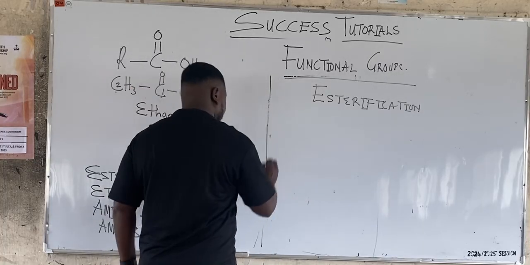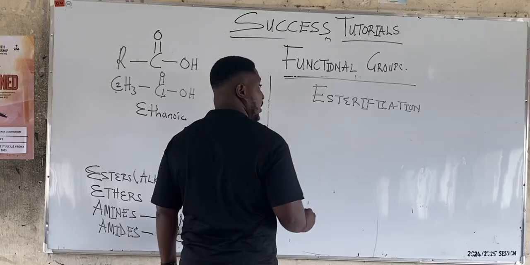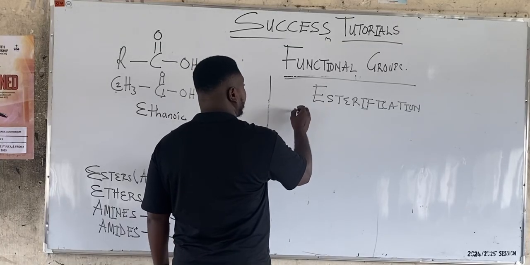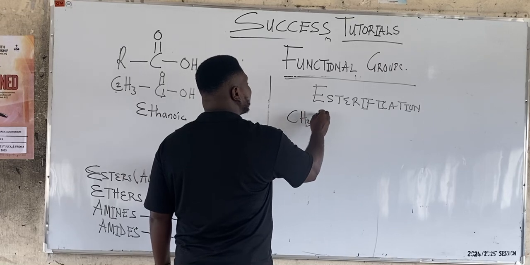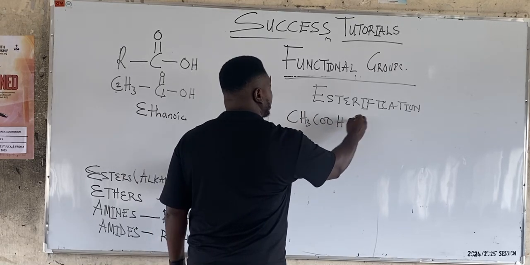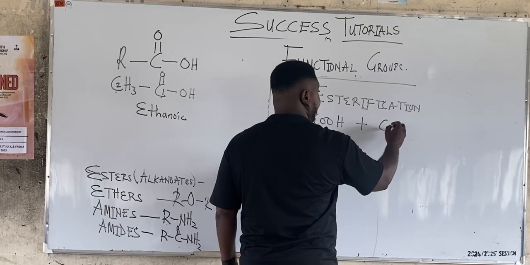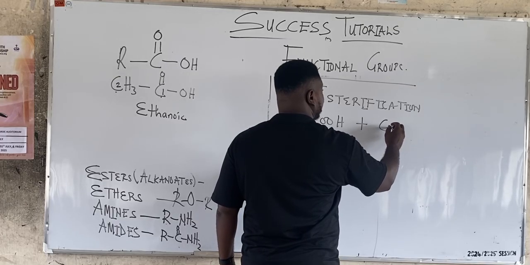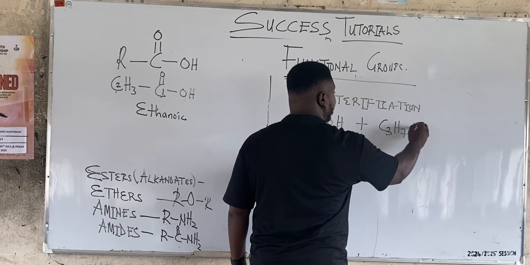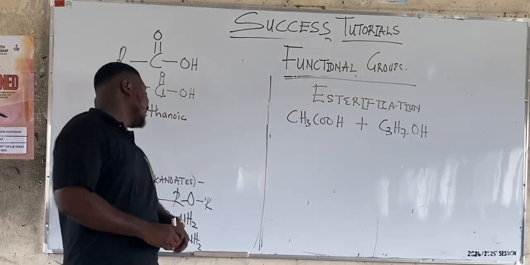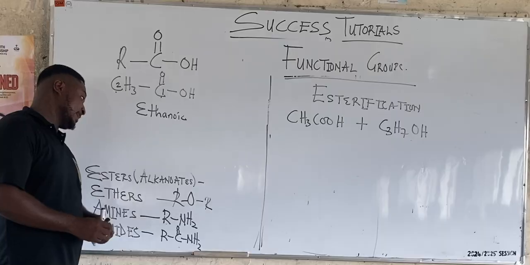So class, for esters to be formed, an alkanoic acid, CH3COOH, must react with an alcohol. Let's say C3H7OH. Follow me, please. Esters are also called alkanoates.